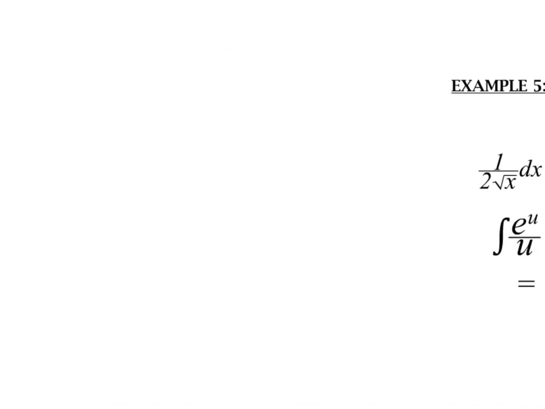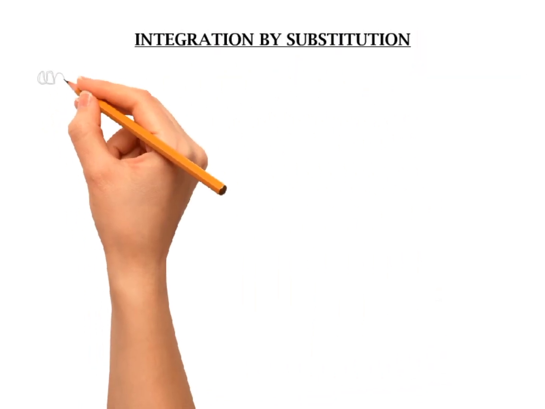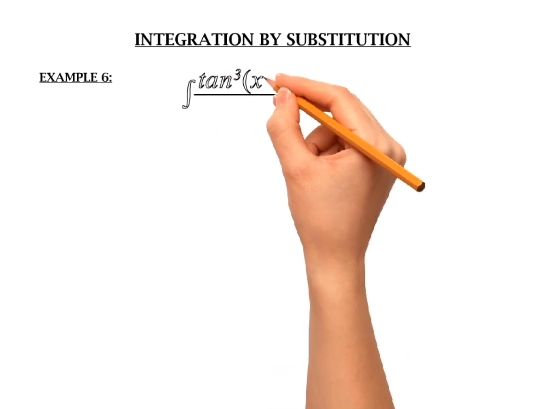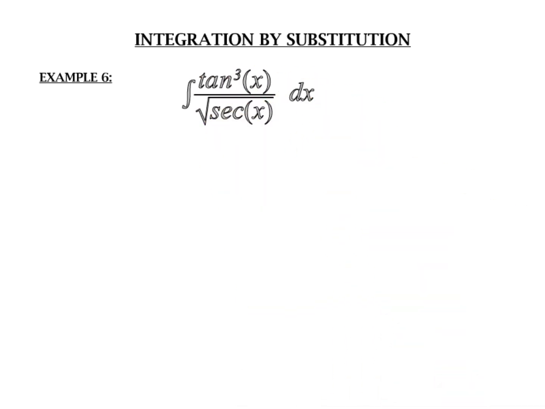Let us consider the last question here. Example number 6. We want to integrate tan cube x over square root of sec x with respect to x. When working with integral questions involving integration, an additional idea you need to understand is how to convert a trigonometric form from one form to another.